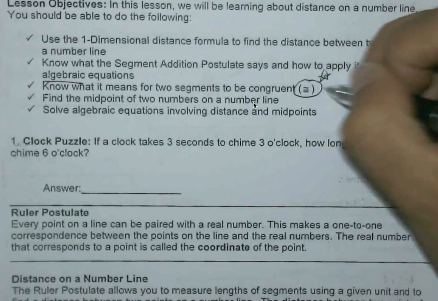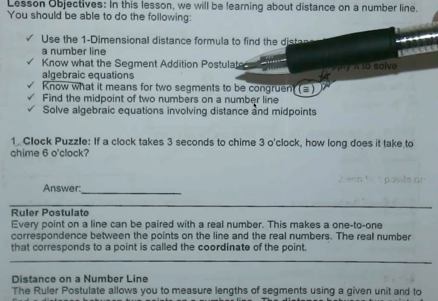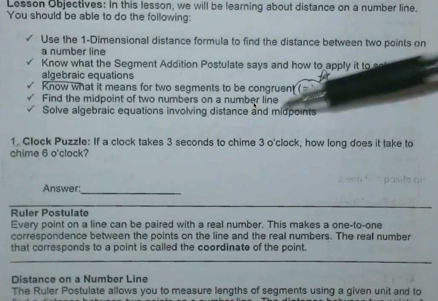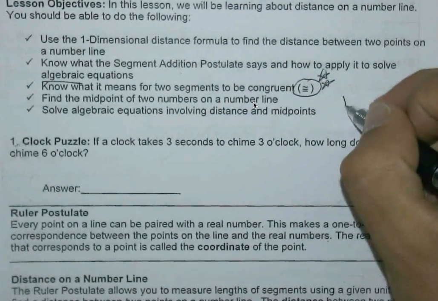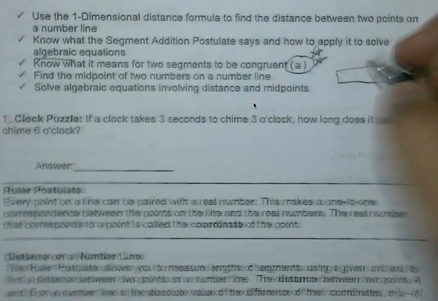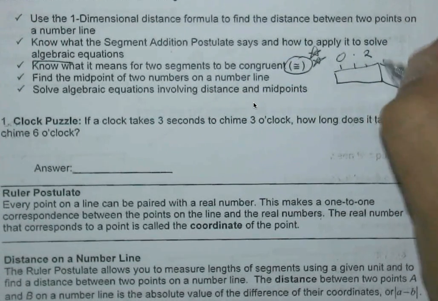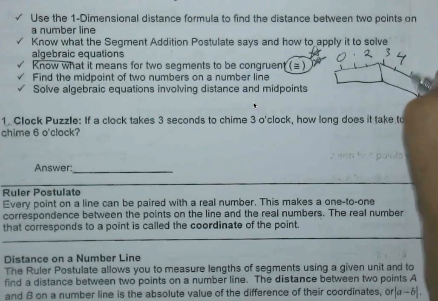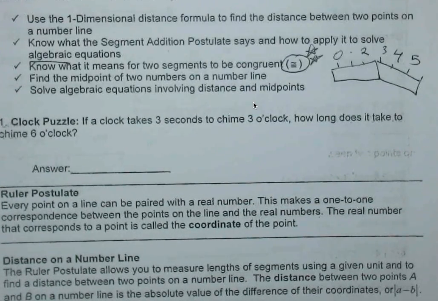This is a fun one to draw. Find the midpoint of two numbers on a number line. Using a number line, you've been working on that since kindergarten. You remember that thing, right? It went around the room and had all the great numbers out there. Probably started at 0, then 1, then 2. So we'll be taking a look at that. Even a kindergartner could do this.